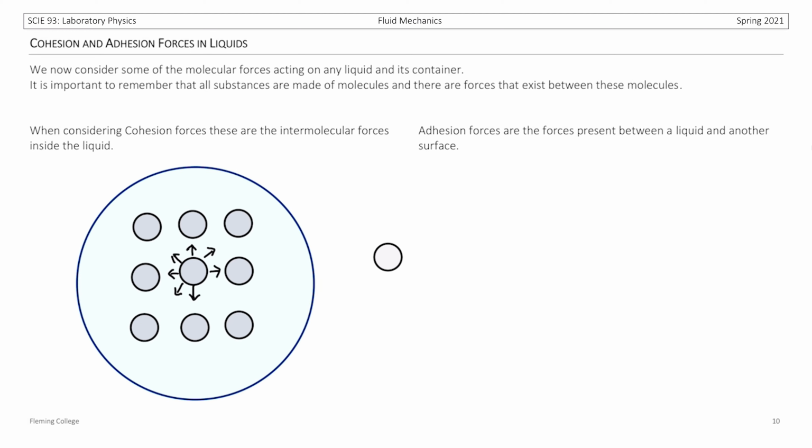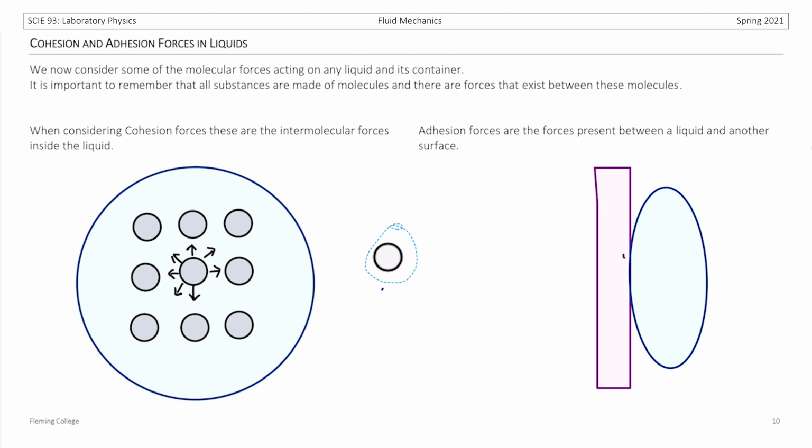Adhesion forces are the forces present between a liquid and another surface, usually its container. So we'll see here that if we look at some container in purple, and again a droplet with its internal molecules, those molecules will have all of their cohesion forces acting on them, but also there'll be forces acting on the liquid molecules from the molecules in the container. As sketched here, we see that there's rather small attractive forces between these two molecules.